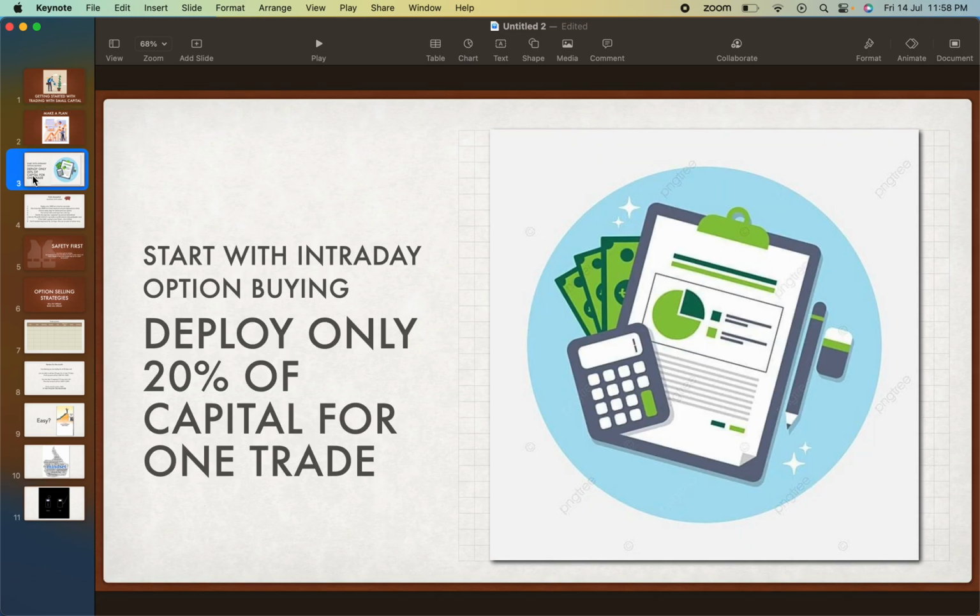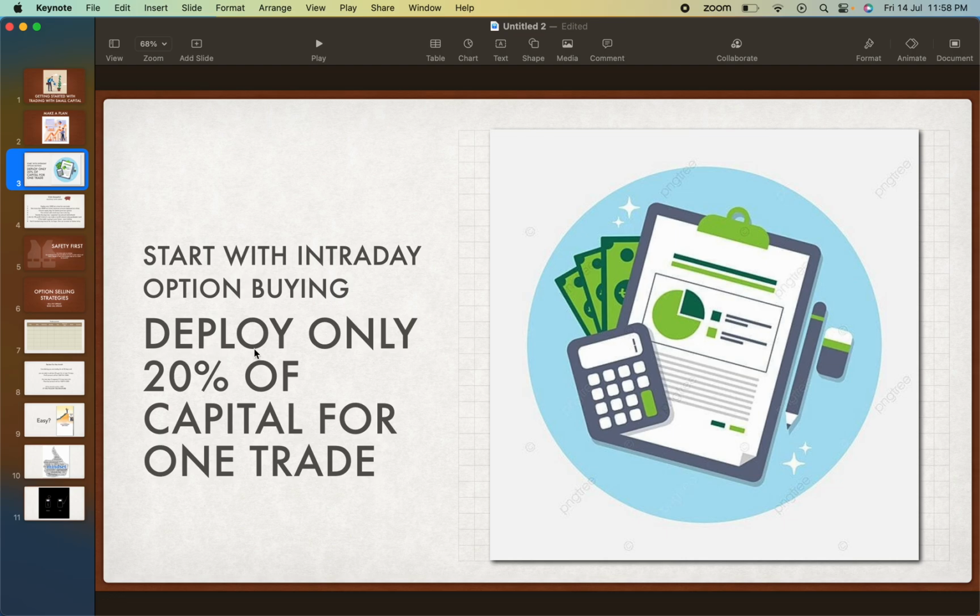After you do that, with small capital, you can start with option buying, because other derivative segments like futures need a bigger capital. But for option buying, you can start with a smaller capital. Initially, you can start with intraday option buying, and for that there are certain rules that you have to follow, which we are going to discuss.